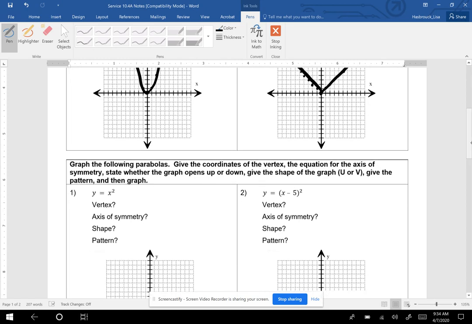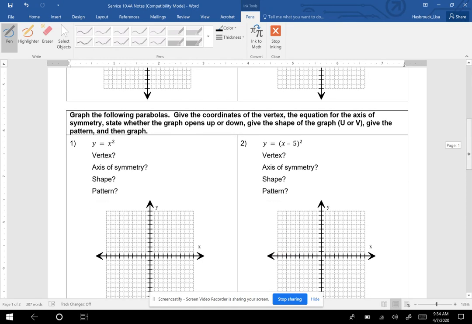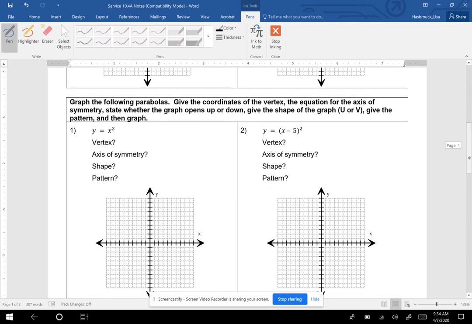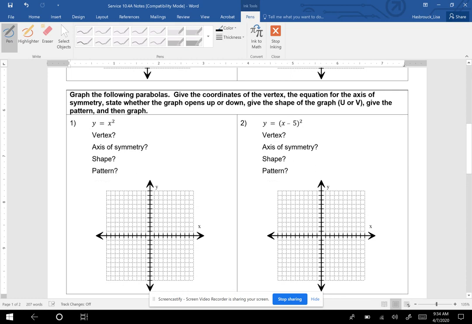So now we're going to practice graphing them. Okay, we're going to identify the vertex, the axis of symmetry. We're going to state whether the graph opens upward or downward, say whether the shape is U or V, give the pattern, and then graph it. So for this first problem, y equals x squared. Notice there's no h or k, but we could write this as (x minus 0) squared plus 0, and it'd be the same thing. So your vertex is 0, 0.